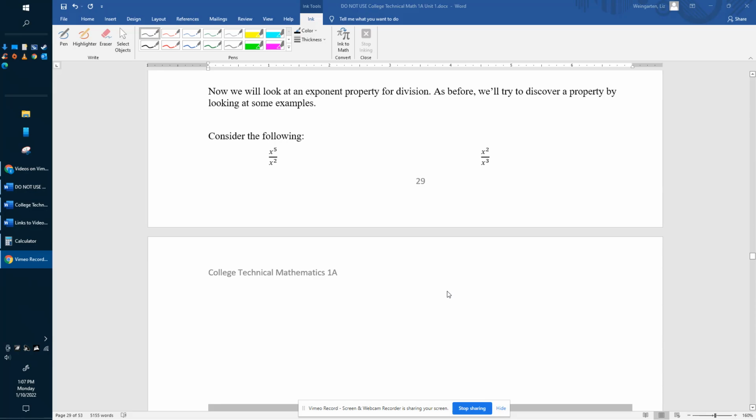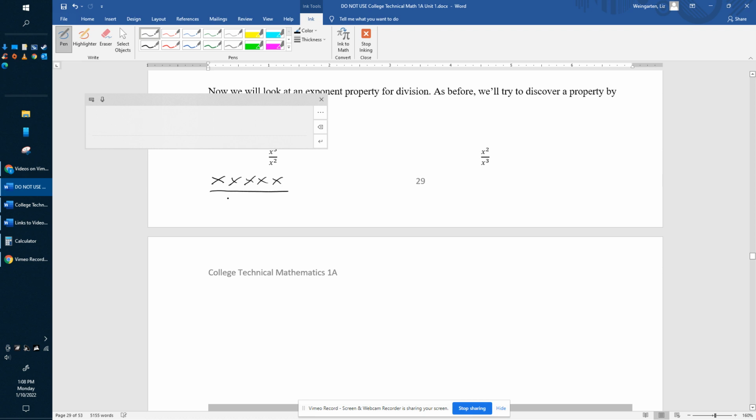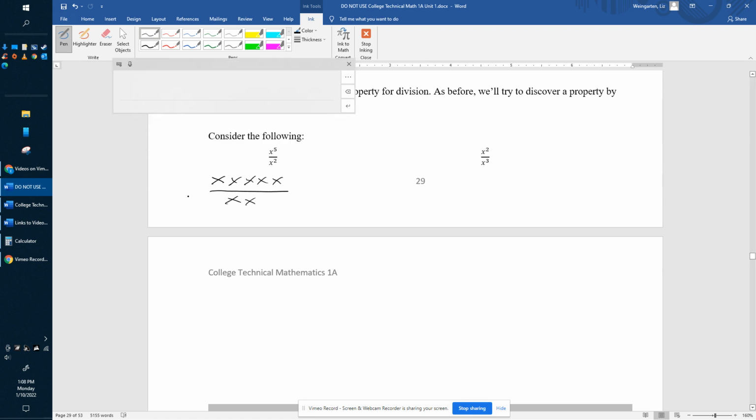Now let's take a look at what happens when we divide using exponents. You remember when we were talking about fractions, we can cancel out like terms. So when we have x to the fifth over x squared, we have 5 x's all multiplied together over 2 x's multiplied together. And we can cancel some of these out, right?